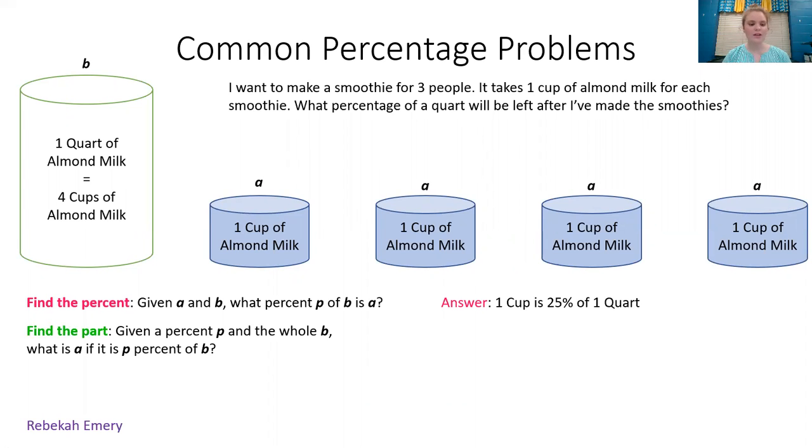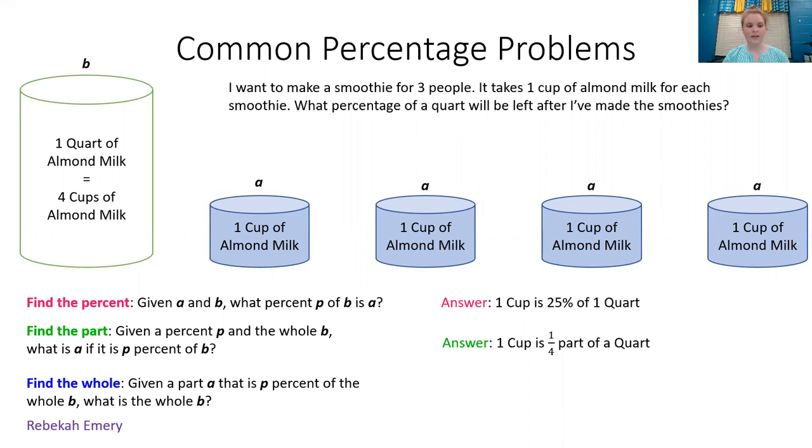To find the part, our question is, given a percent P and the whole B, what is A if it is P percent of B? Looking at our information above, it looks like our answer is 1 cup is 1/4 part of a quart. To find the whole, our question is, given a part A that is P percent of the whole B, what is whole B? Given our information, our answer clearly is 1 quart is 4 cups, or 100%.